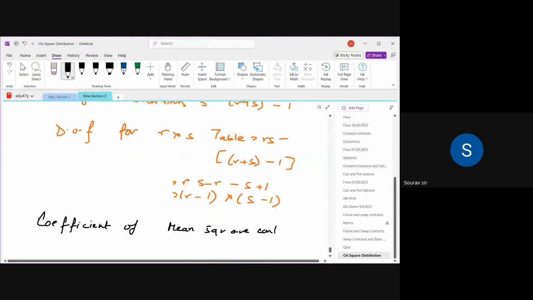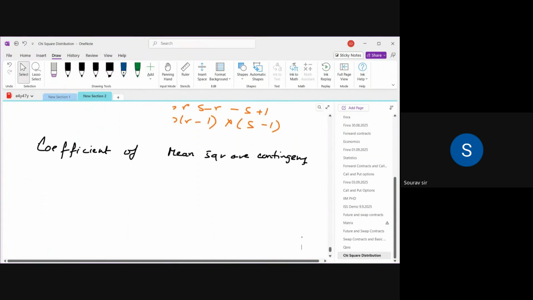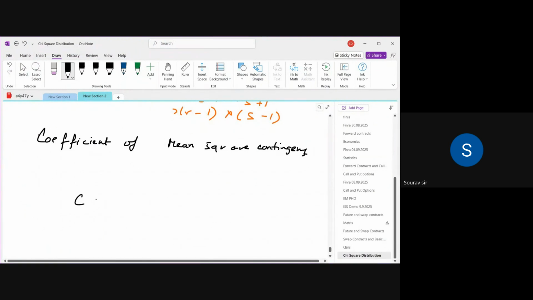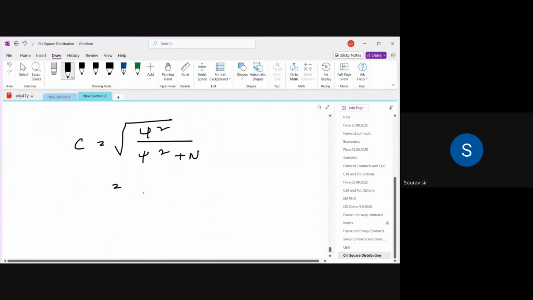Mean square contingency. So that's how we calculate for the same. This is mean square contingency. Okay, so that is being calculated as C equals the square root of chi-square by (1 plus chi-square by N).